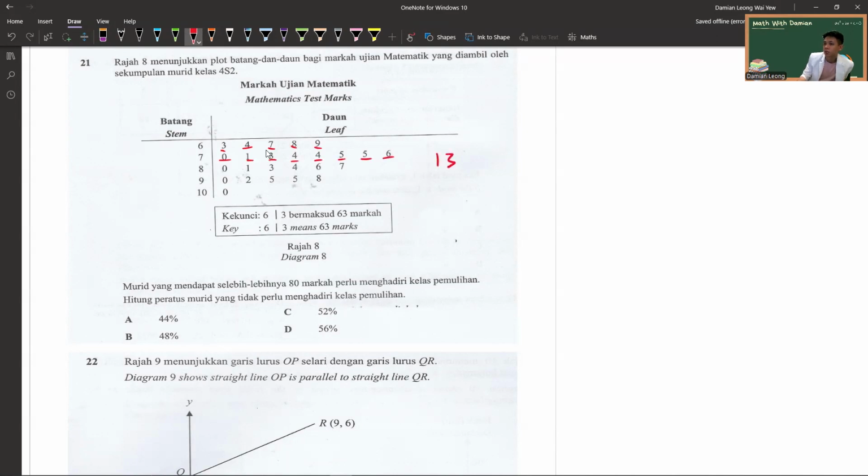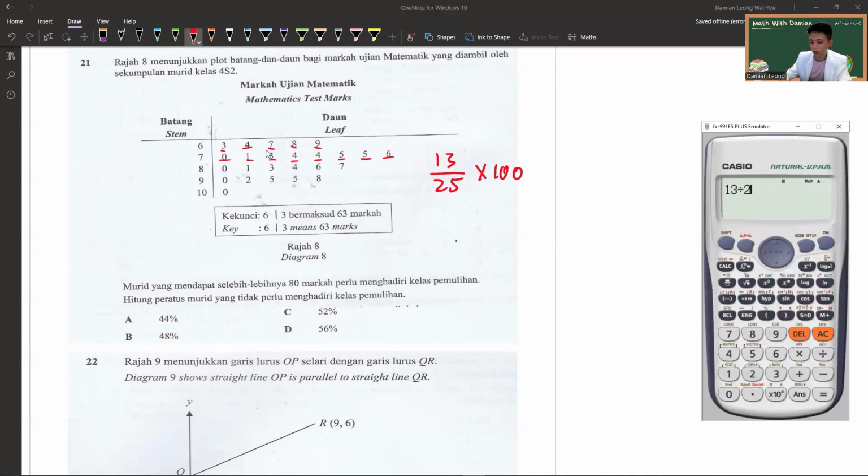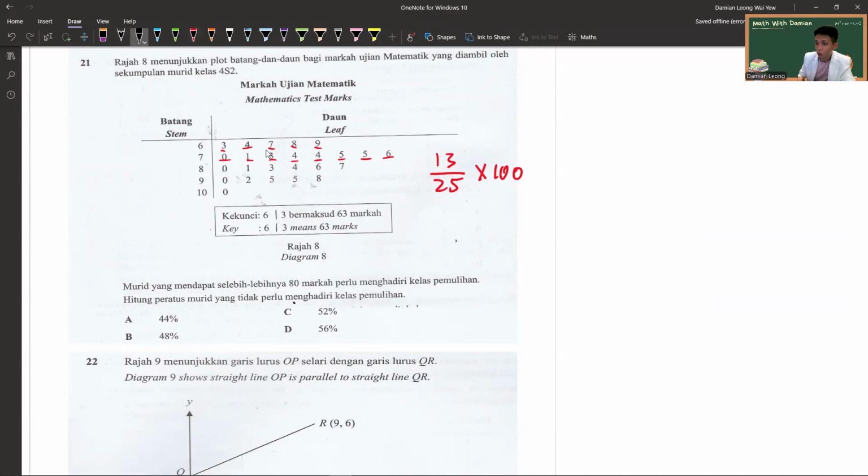13 of them. So for percentage, you have to divide by the total. So here we have 10, 11, 12. 13 plus 12 is 25. And to get percentage, I times 100. So 13 over 25 times 100, we will get 52. Means 52% of them do not need to attend the class pemulihan.